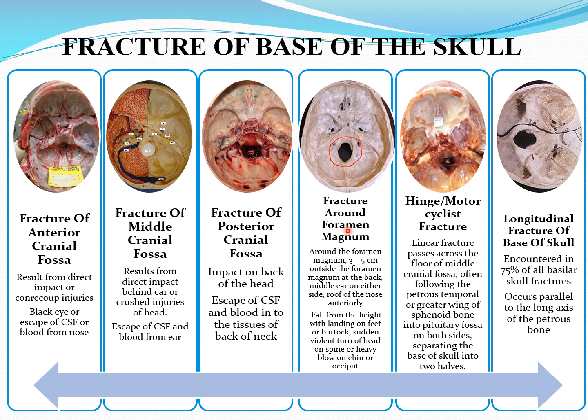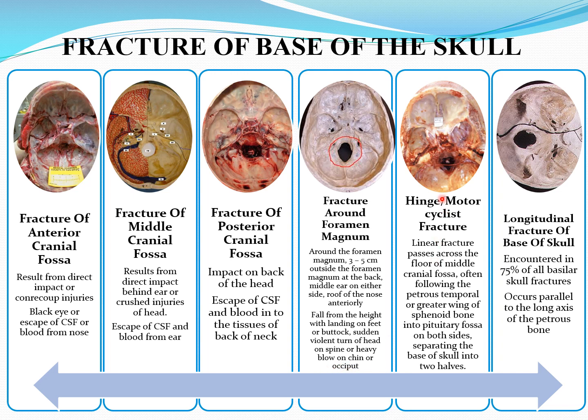Then the fracture around the foramen magnum is seen approximately 5 centimeters outside the foramen magnum at the back, the middle ear on either side, and the roof of the nose anteriorly. It commonly results from a fall from a height while landing on the feet or buttocks, a sudden violent turn of the head on its spine, or a heavy blow on the chin or occiput.